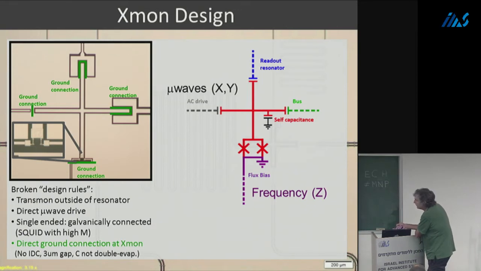Just note here, this is really different than the standard transmon design. We've broken a bunch of design rules. The transmon is now outside of the resonator, direct microwave line, not through the resonator, this single-ended galvanically coupled, direct ground connection. All these things were thought to be death to transmons, but we didn't think so, and we got it to work. And because of this, we think there are a lot of advantages to this design.